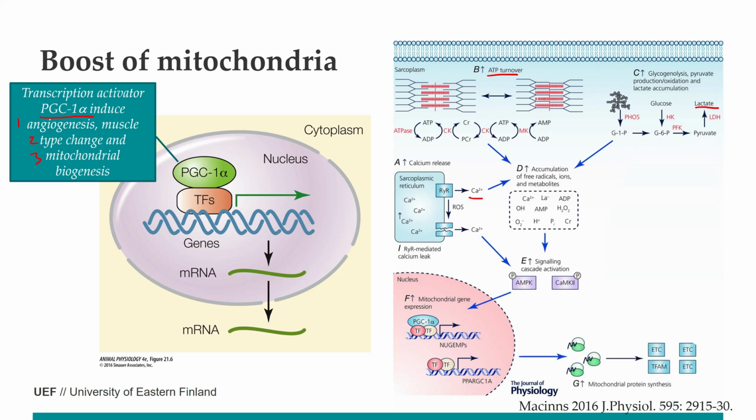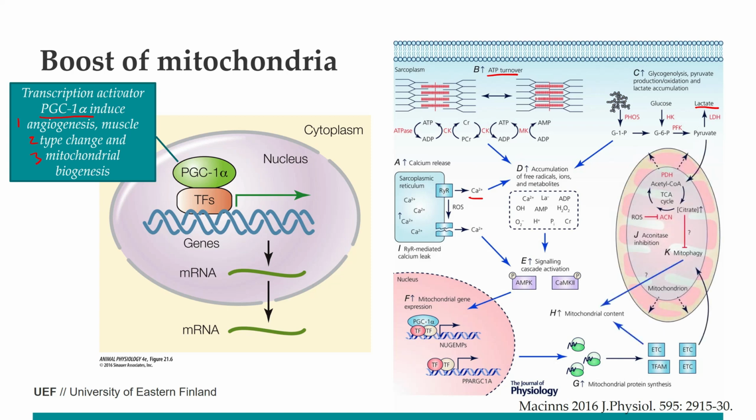One of the things is that it's affecting mitochondrial protein synthesis, from which it's easy to understand that now you have more new mitochondria that make it easier to use the lipids to produce ATP. So when we are using the cells, we are affecting cell signaling and the transcription activator, and then getting new mitochondria.